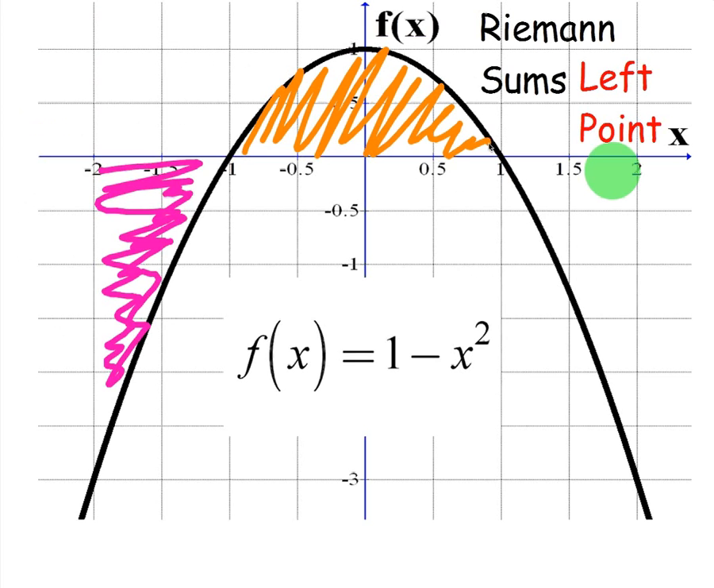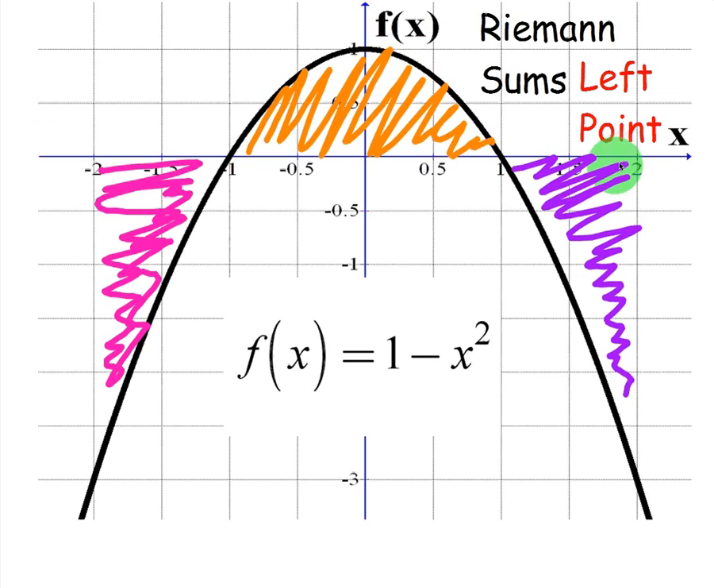So the graph is above the x-axis there. Then it changes back again in this area. So what if we wanted to find this total area? How would we do that? Well, there's a lot of different ways, and for the first way, we're just going to use left point Riemann sums.